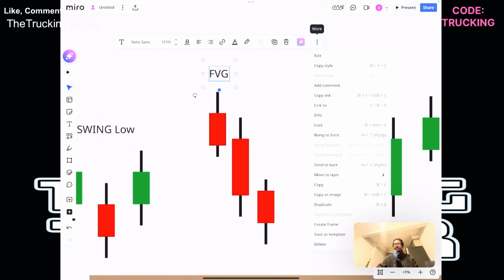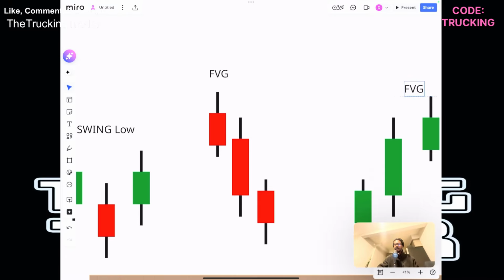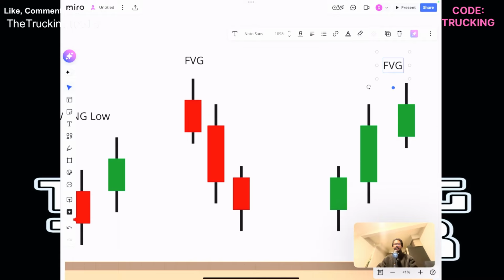This is another term that you have to be aware of as well. It's another 3-candle pattern where, for this middle candle, the wicks of the candles to the left of it and to the right of it are the 2 wicks that we're following right here.